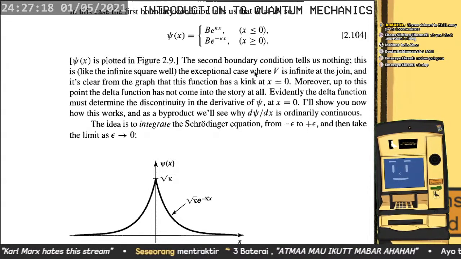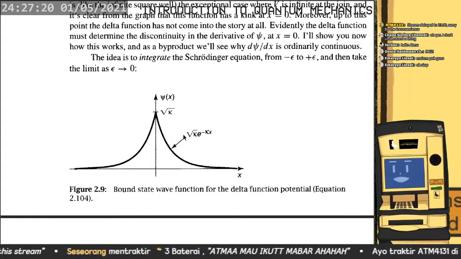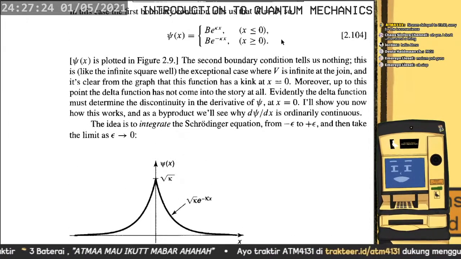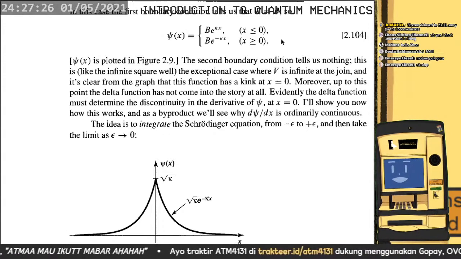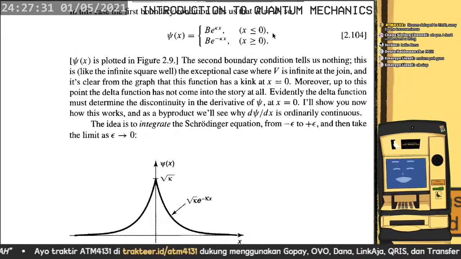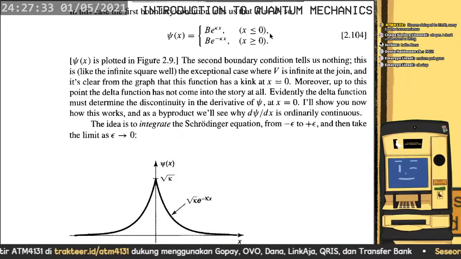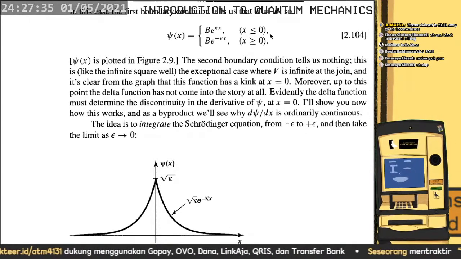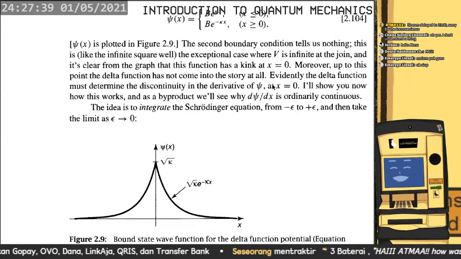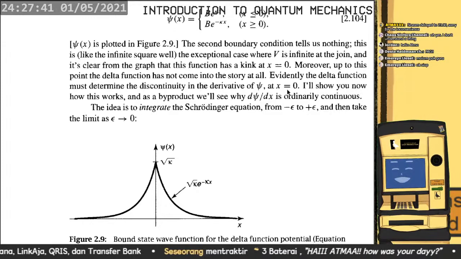ψ(x) is plotted in figure 2.9. So this is the plot. The second boundary condition tells us nothing. This is like the infinite square well, the exceptional case where V is infinite at the joint. And it's clear from the graph that this function has a kink at x equals 0.